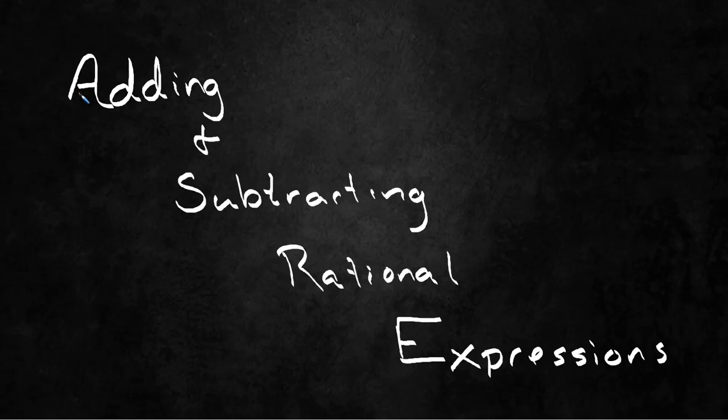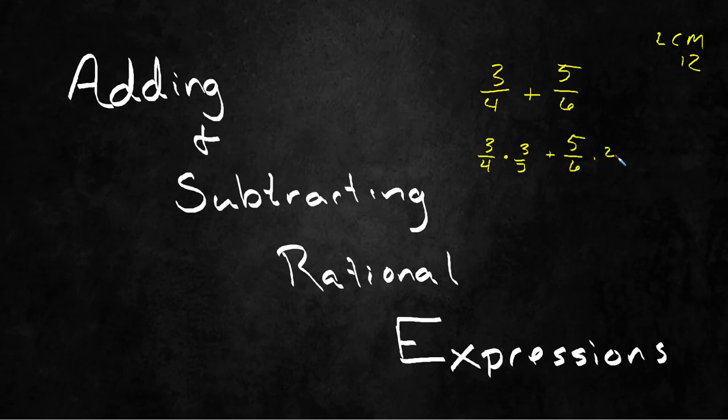Today we're going to be adding and subtracting rational expressions. Just like whenever you had to add 3 over 4 plus 5 over 6, you had to find a common denominator first. You had to find that the LCM of the denominators was 12, and we had to multiply the first fraction by 3 over 3, the second fraction by 2 over 2, and then you can multiply, and so you ended up with 9 twelfths plus 10 twelfths, and we had 19 twelfths as a result.